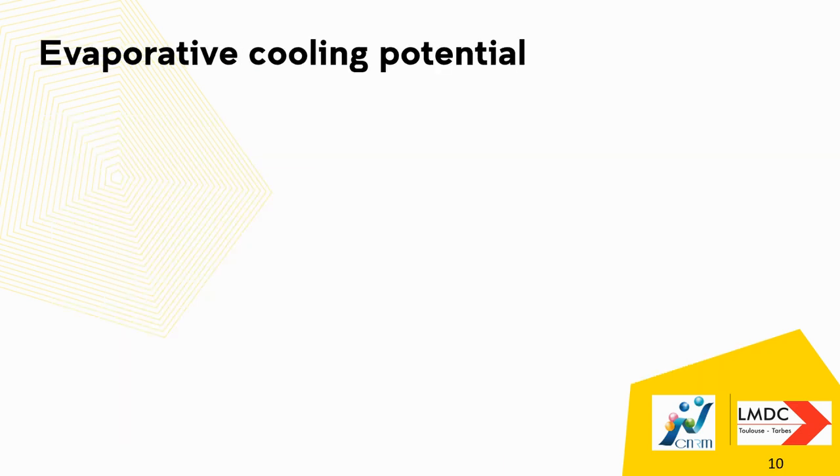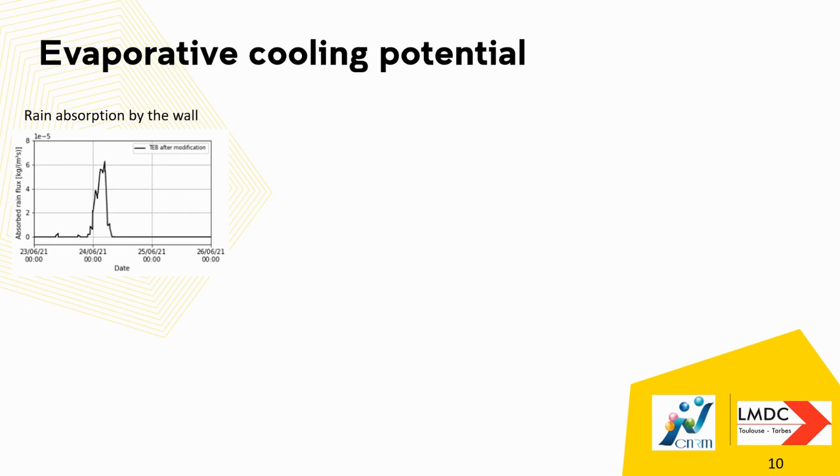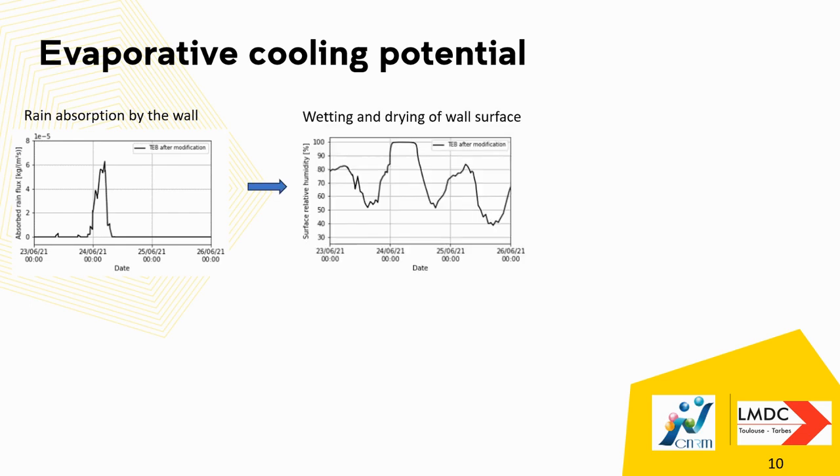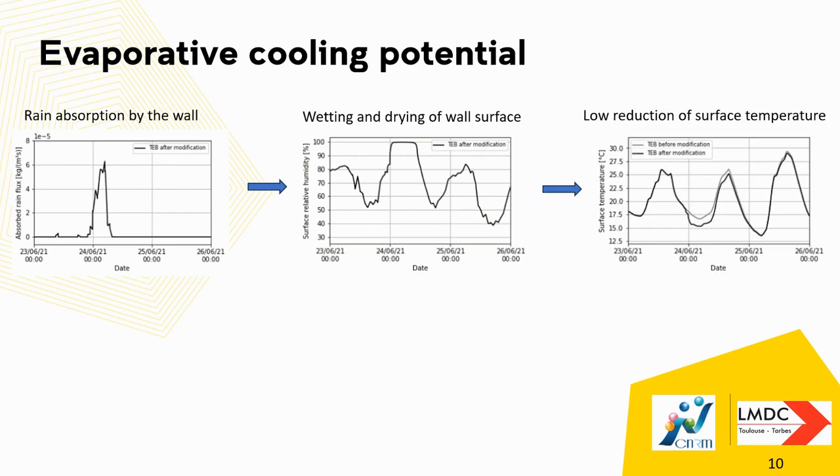This new version of TEB can also be used to study the impact of evaporative cooling on pedestrian comfort. The first stage consists of rain absorption by the wall. This is the wetting phase, during which the relative humidity increases until 100%. This is followed by the drying phase, and moisture gradually evaporates. This leads to a low reduction of surface temperature.